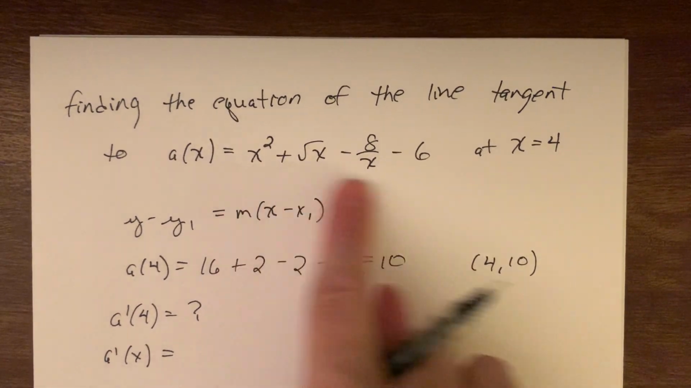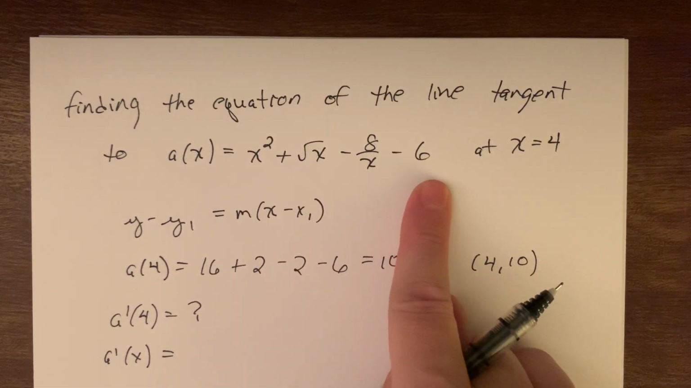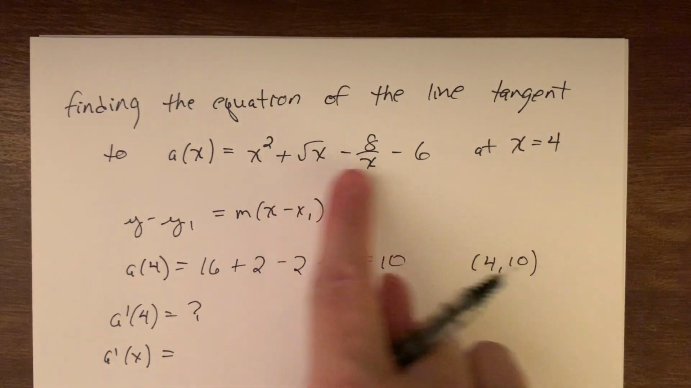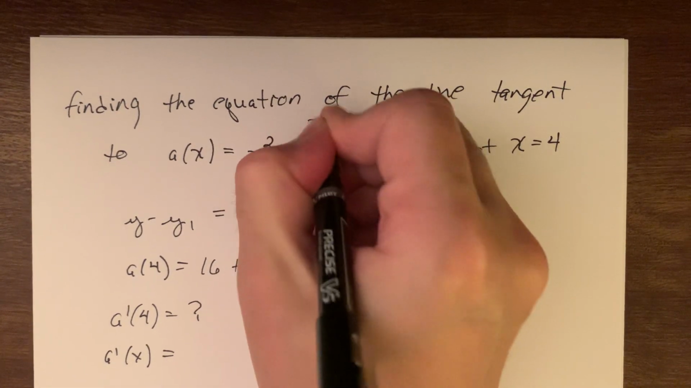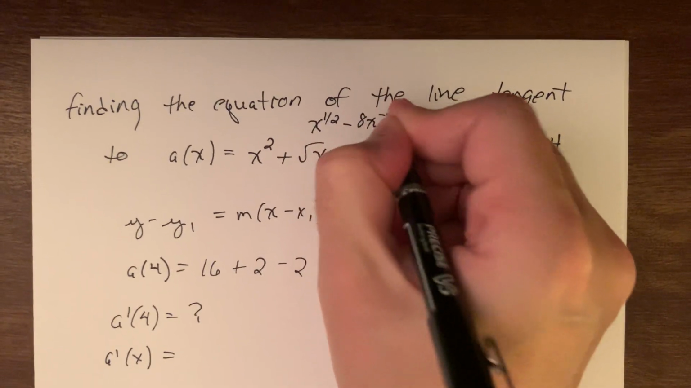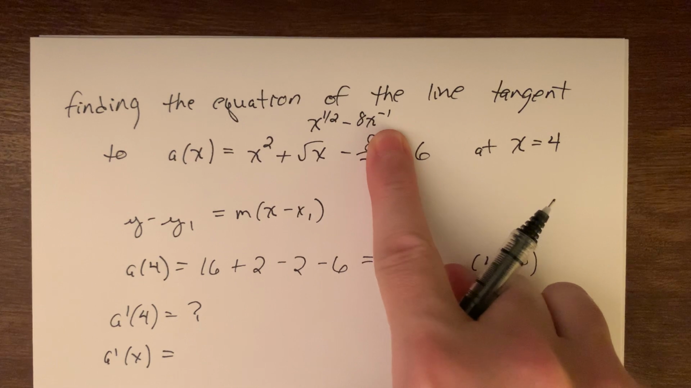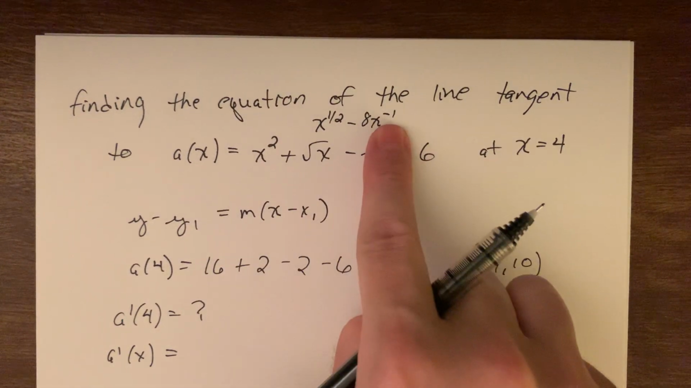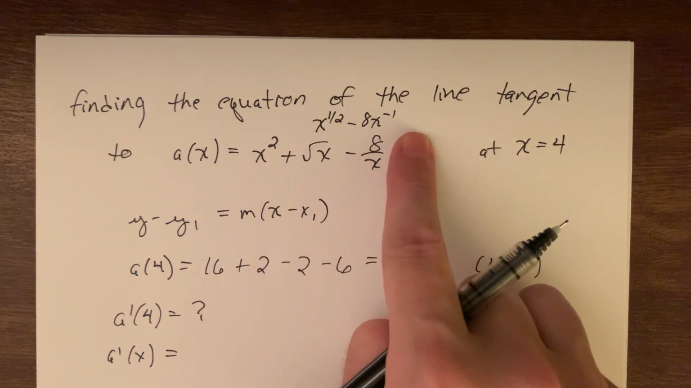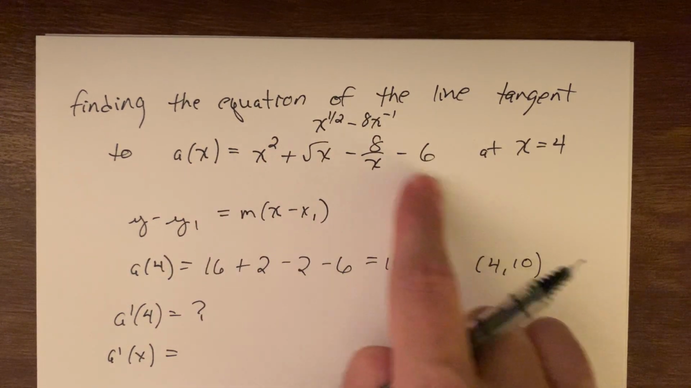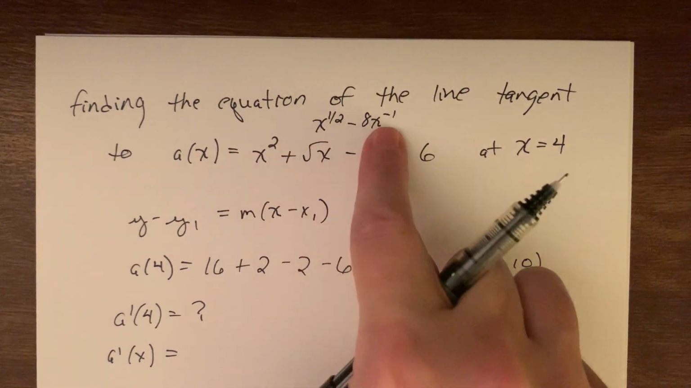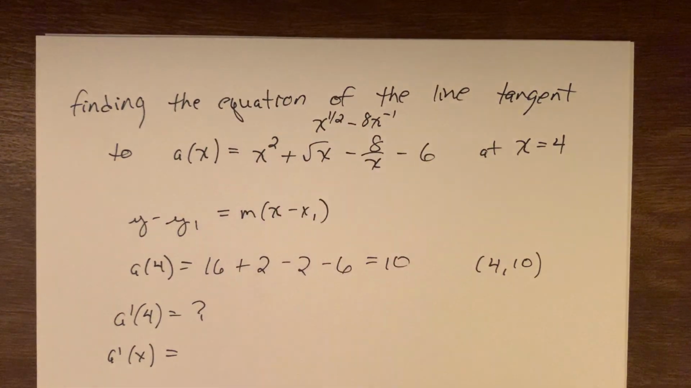So I jump back to the top. Before I jump in and take my derivative, not just going left to right, I realize I've got a couple little rewrites here. This should be rewritten as x to the 1/2 minus 8x to the negative 1. And now that I've got that rewrite, I'll go here, plus this, minus this, plus that, as I take their derivatives.